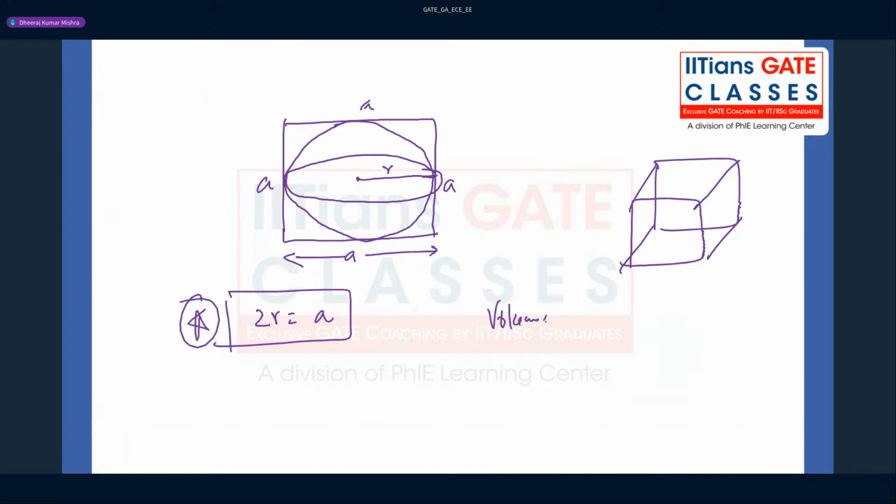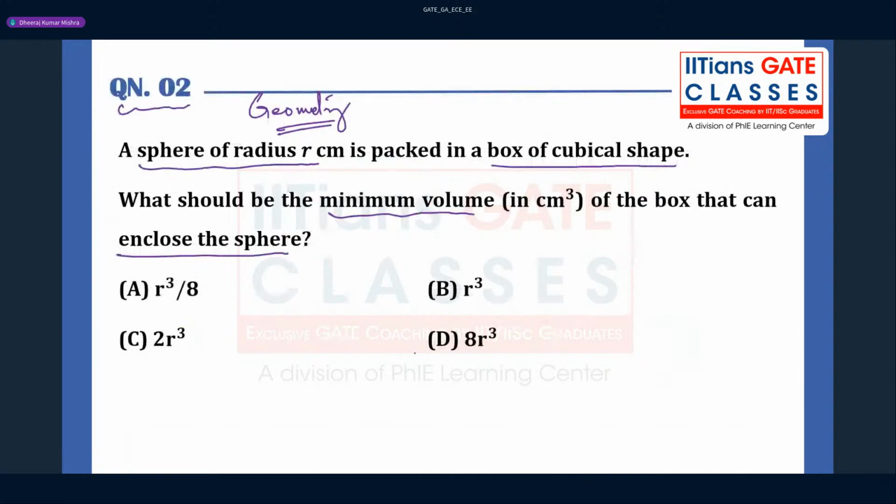The volume of the cube, if all the dimensions, all the sides are the same, you can say a. So here the length, breadth and the height are all the same. You can put in place of a, 2r to the power 3, which is nothing but 8r to the power 3. So which option can be correct here? Option D will be correct.